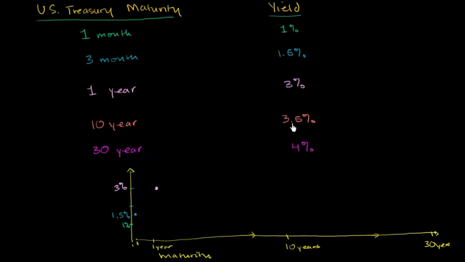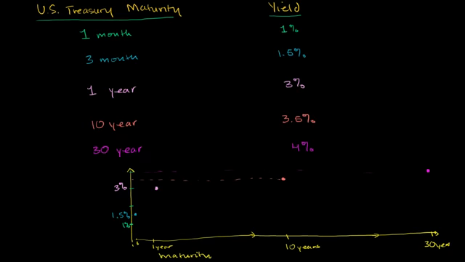And then at 10 years, it's 3.5%. So 3.5 is right over here. And we want that to be 10 years. So I'm just plotting that point. And then at 30 years, it's 4%. So 4% is what we get at 30 years.